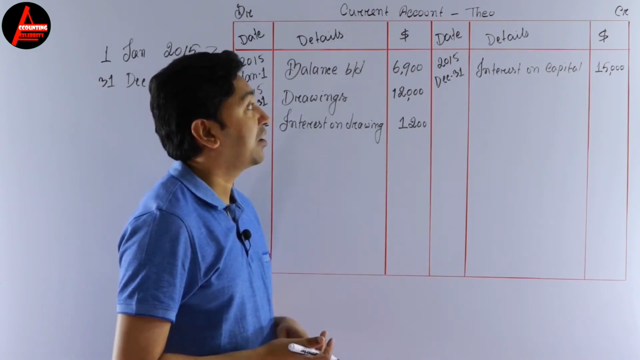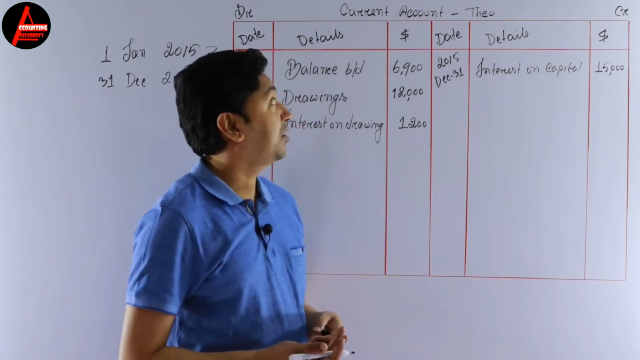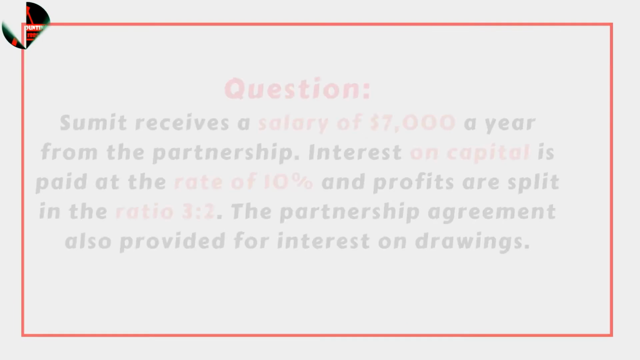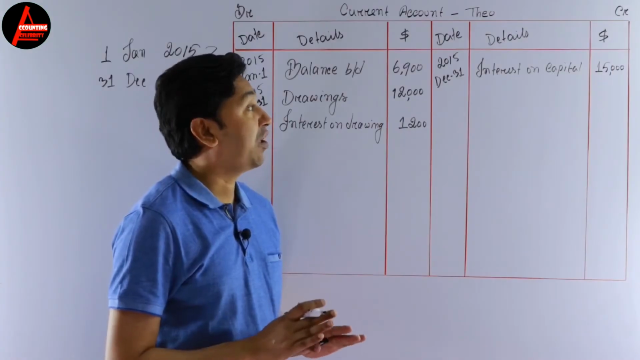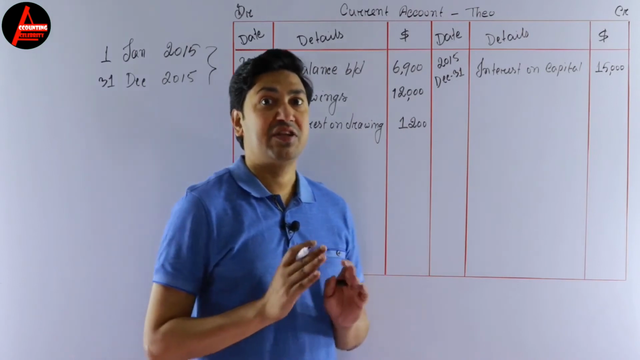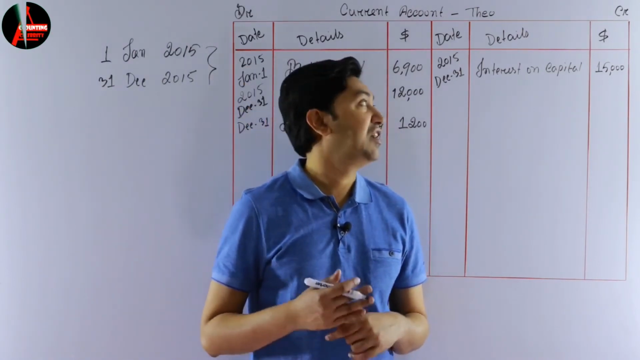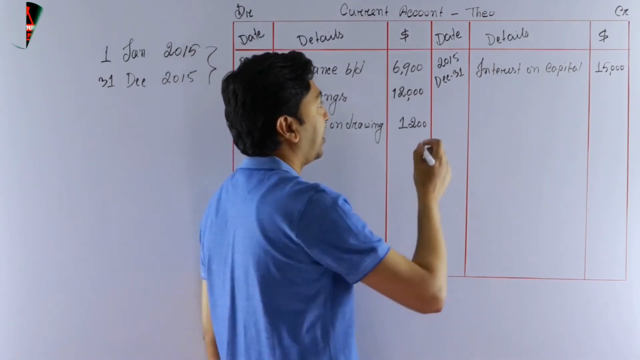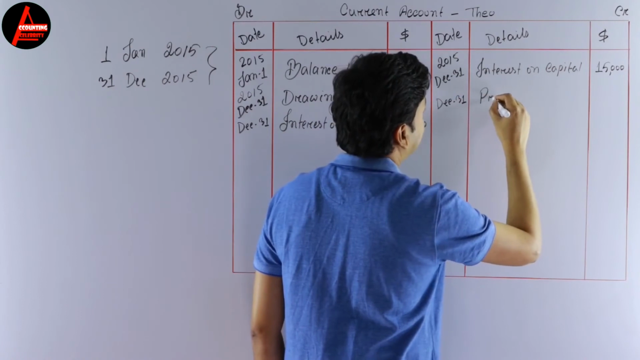Okay, very good. So then what to write? We have to record the salary. Is there any salary for Dio? Let us have a look at the question. Sumit received a salary of $7,000 a year from the partnership. That means Sumit receives it, not Dio, so we will not write salary here. Now we have just one item, which is profit share. So let us write profit share on the same date, December 31st.